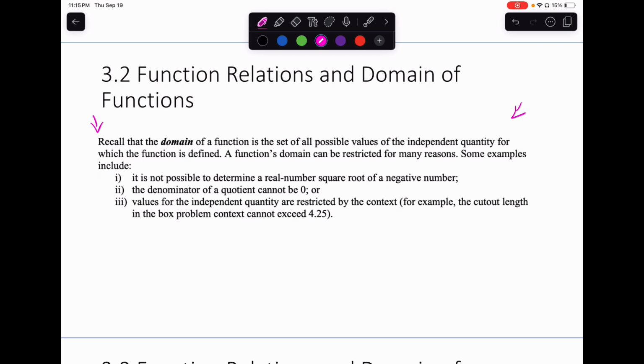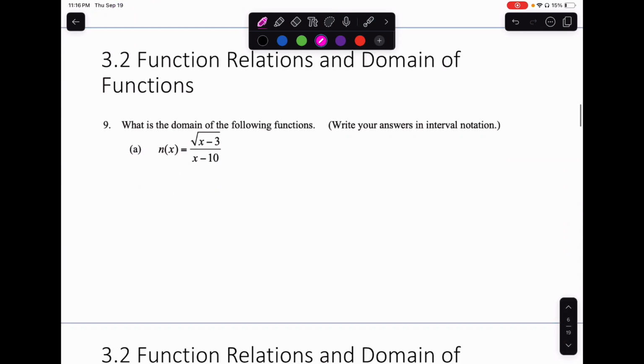There are certain rules we have to follow to be able to correctly talk about our domain. If we have a function, the first thing it says is it is not possible to determine a real number square root of a negative number. What that's saying is we don't want to have any negatives under our square roots. That wouldn't be a valid part of our domain. We'd have to restrict it. Also, the denominator of a quotient cannot be 0. And then part 3 is just talking about the in context stuff that we just went over on the other problem. For an example, I was going over number 9 from your review.